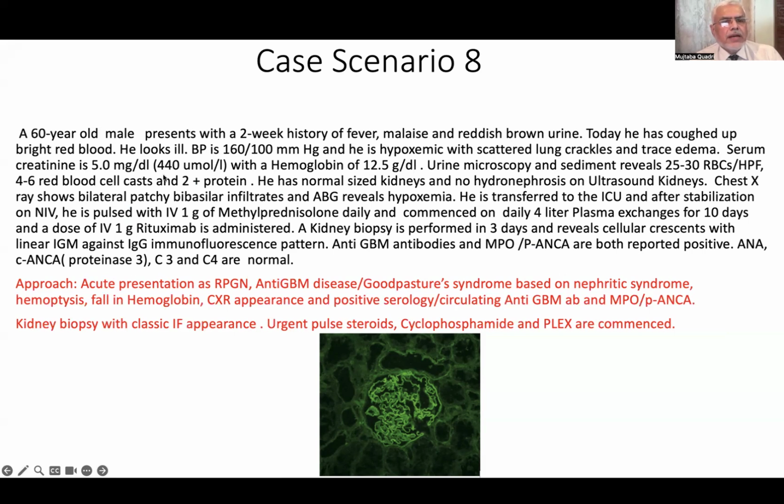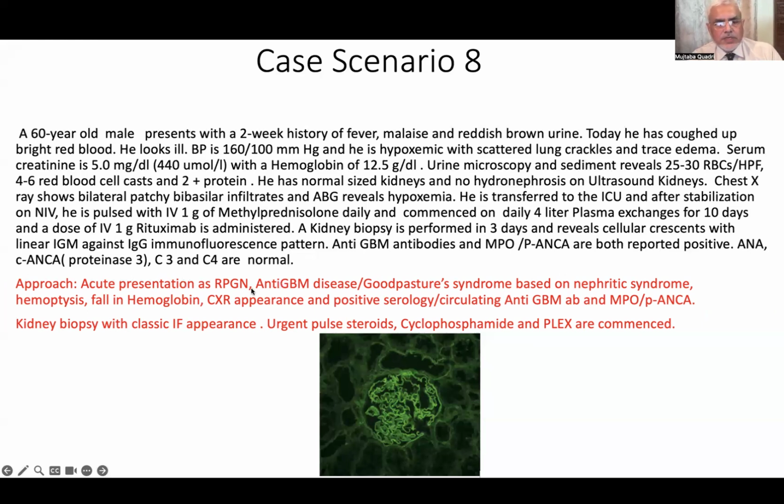Case 8 is of a 60-year-old male with a 2-week history of fever, malaise, reddish-brown urine, coughed up bright red blood. Creatinine was 5, blood pressure was 160/100. He was hypoxemic, he has red cell casts, and he has bibasilar infiltrates. He's transferred to the ICU where he's given pulse IV steroids, plasma exchange is commenced, and cyclophosphamide is commenced along with that. The kidney biopsy reveals cellular crescents with a linear pattern for IgG, and anti-GBM antibodies and MPO are both reported positive. ANA, C-ANCA, C3, C4 normal.